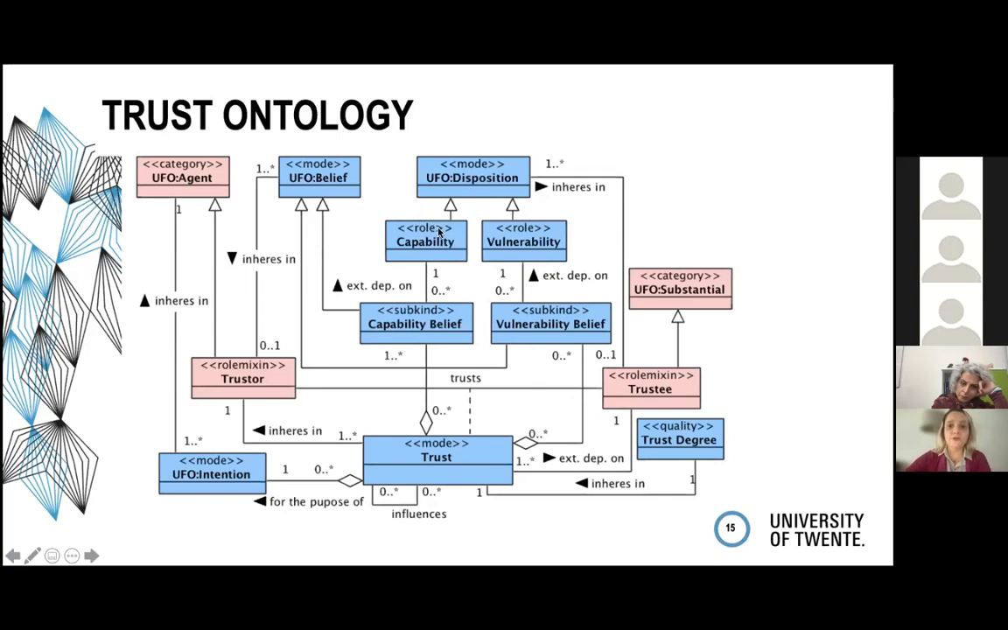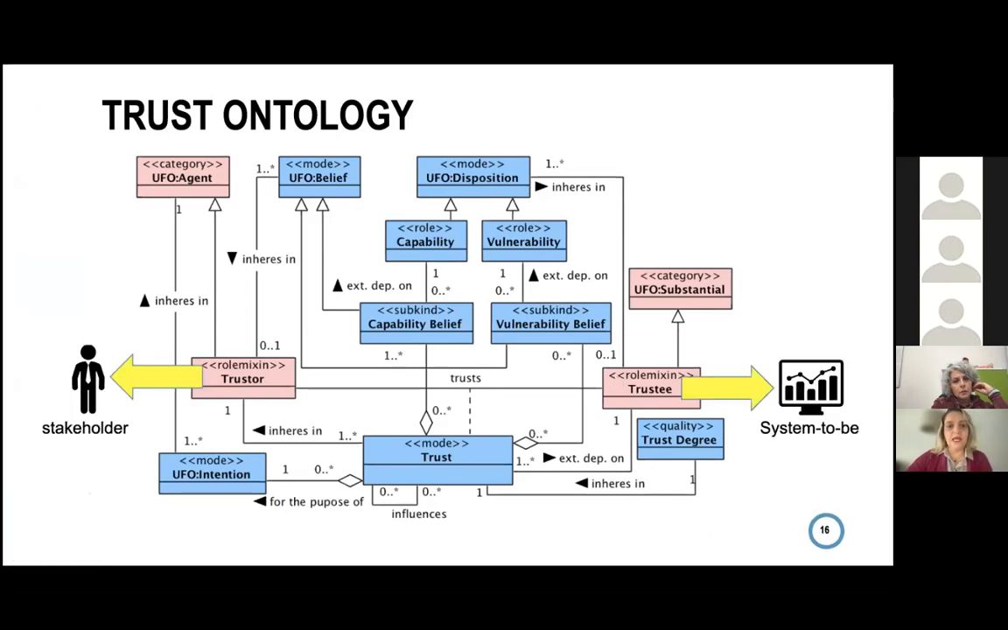And both capability and vulnerability are characteristics. Here we call it disposition, but these are characteristics that have an emergent behavior, that can emerge in particular situations, and they belong to the trustee. In our case, the stakeholder will be the truster and the system the trustee.